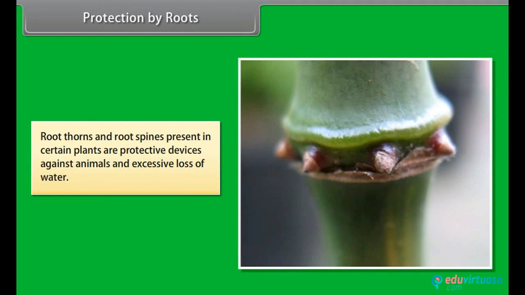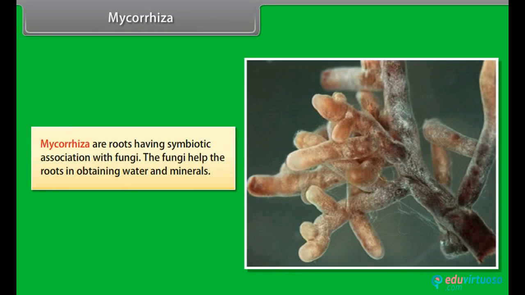Protection by roots: root thorns and root spines present in certain plants are protective devices against animals and excessive loss of water. Mycorrhiza: mycorrhiza are roots having symbiotic association with fungi. The fungi help the roots in obtaining water and minerals.